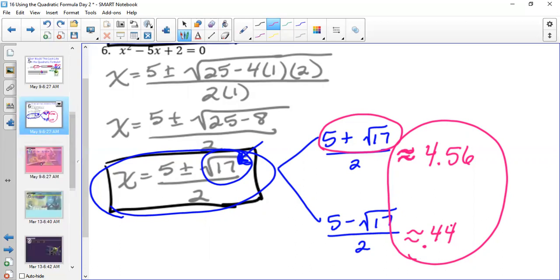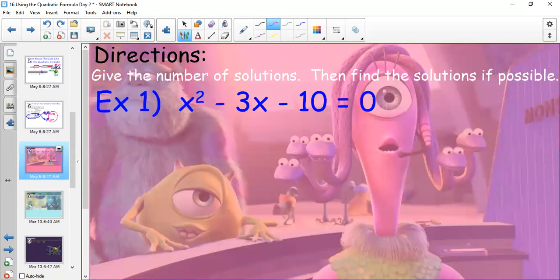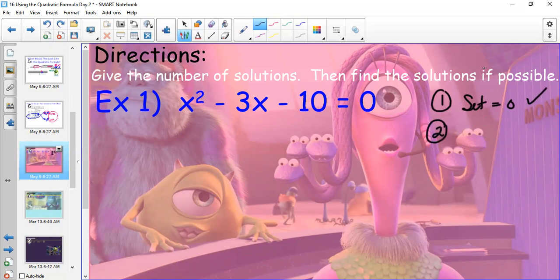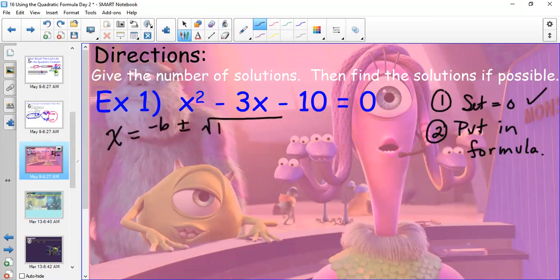All right, so let's put everything together now. Remember our steps. Step one was to set equal to 0. This one's check. Step two is to put in the quadratic formula, or plug in, or substitute in here. So again, our formula is negative b plus or minus the square root of b squared minus 4ac all over 2a.